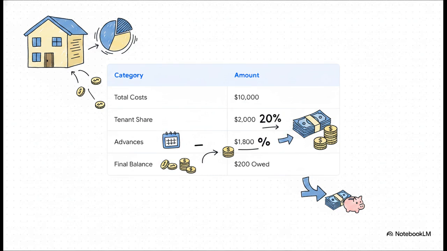Imagine a small residential building where the total operating costs for the entire year hit exactly $10,000. Our tenant rents a unit that makes up exactly 20% of the building's floor area. So by applying that 20% allocation, the tenant's exact share for the year is $2,000. But they haven't been living there for free, right? Throughout the year, this tenant made advance payments totaling $1,800. Subtracting those advances from their total share leaves a final balance of $200 owed by the tenant.